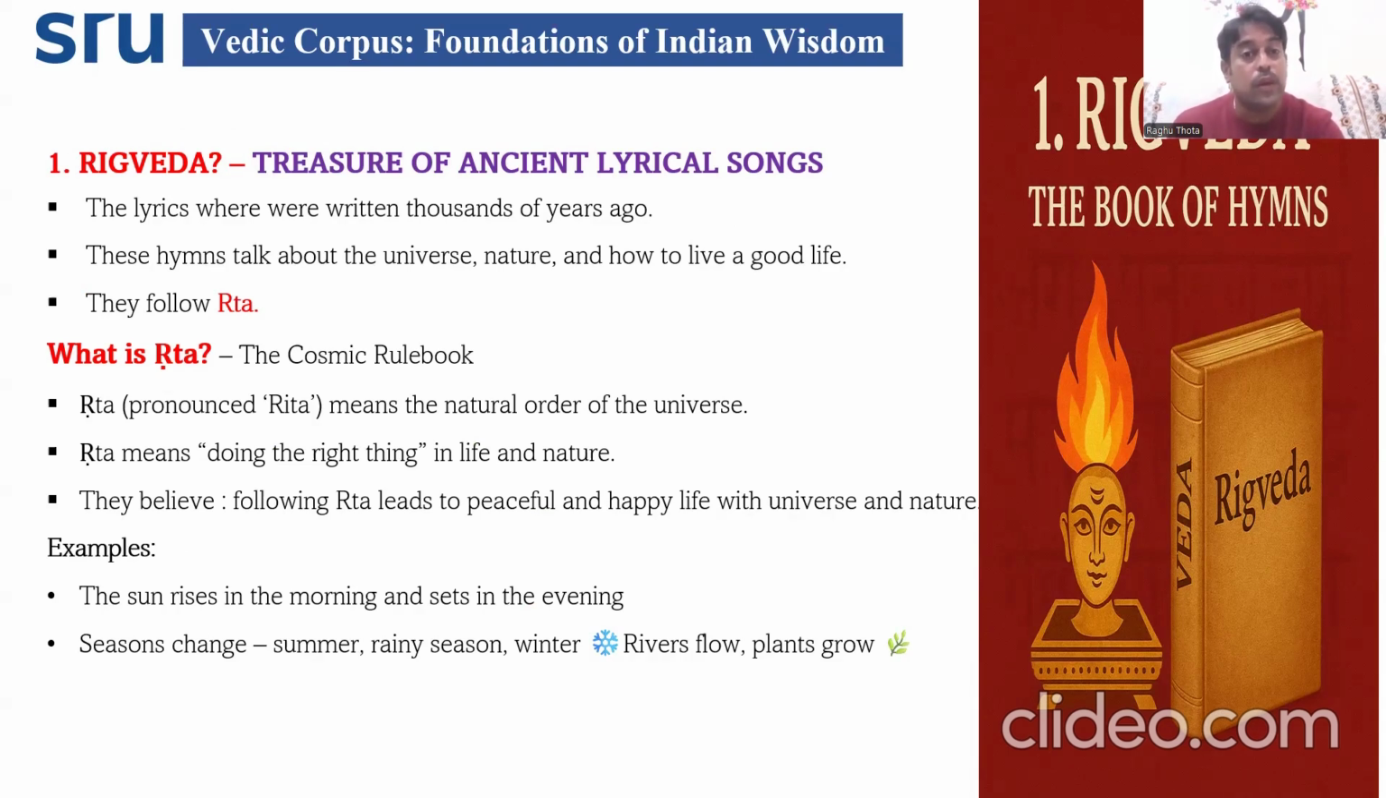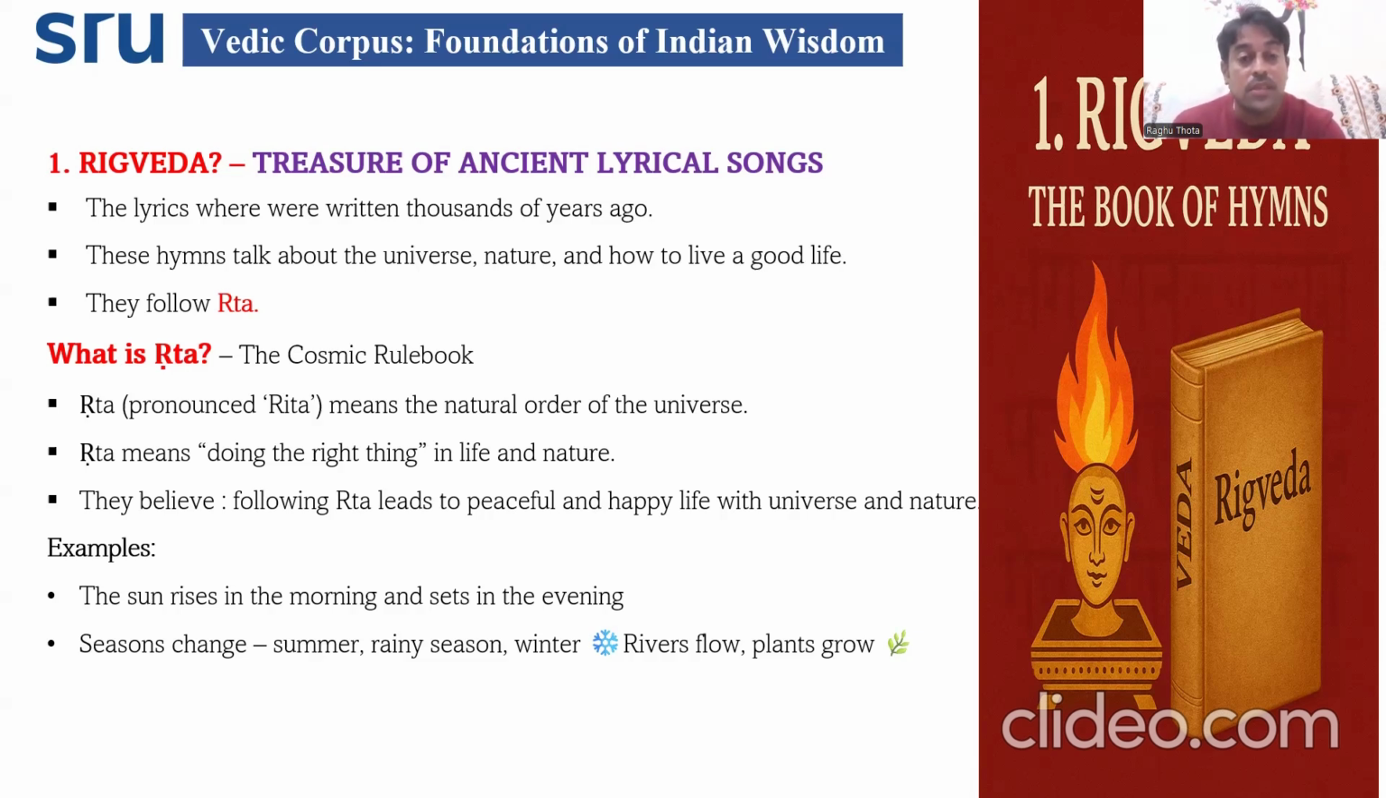The lyrics which were written thousands of years ago. And what is the importance of these lyrics actually? Which we call them as hymns, which talk about the universe, the order of the nature, and how to lead a good life. They strictly follow Rita while they were writing these lyrical songs. What does it mean by Rita? In short, we call it as a cosmic rule book. It is almost like an Indian constitution to guide us to lead the life in a right way.